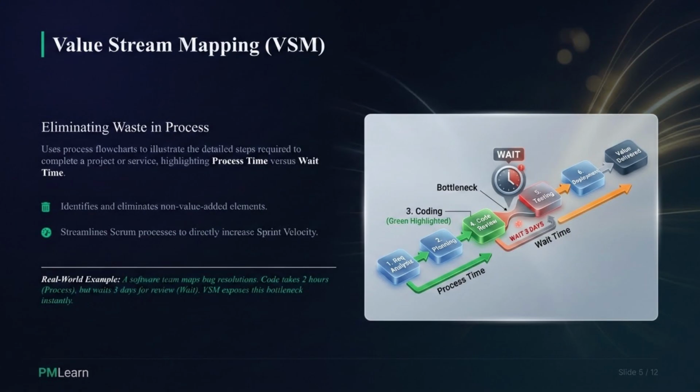Value stream mapping exposes these hidden bottlenecks, helping you eliminate waste and dramatically boost your Scrum team's sprint velocity.